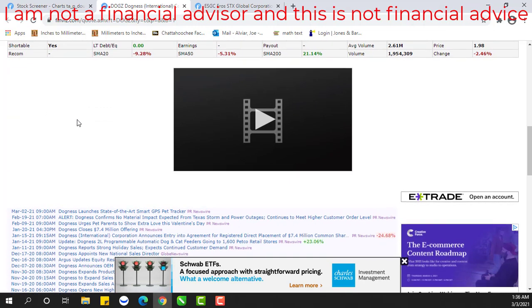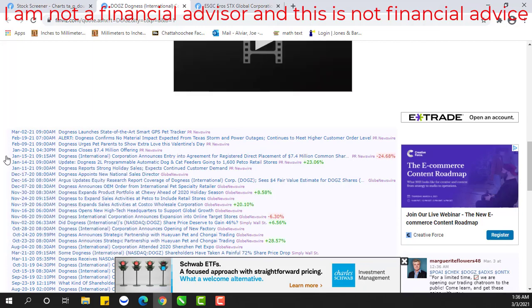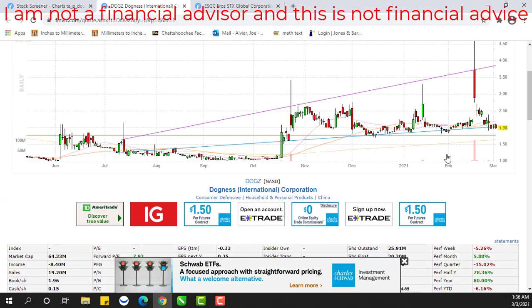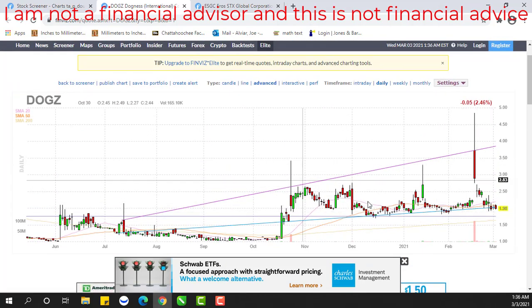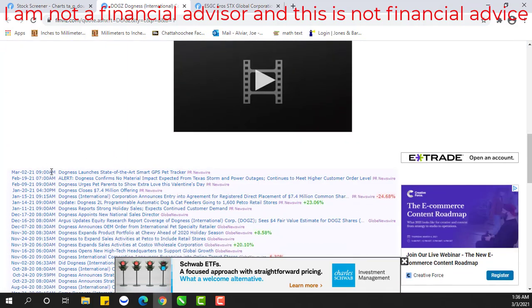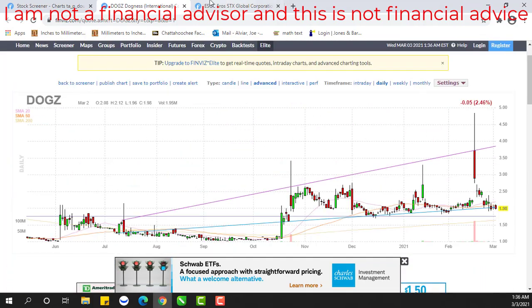And based on what I'm looking at, this all lines up for something that I would potentially jump in, and I would take a quick look at any news. I see that on March 2nd, which was this morning at 9 a.m., it launched a new state-of-the-art GPS tracker. Now the candlesticks and stuff like that don't show you in detail how the stock performed today, but I do see that it had news.